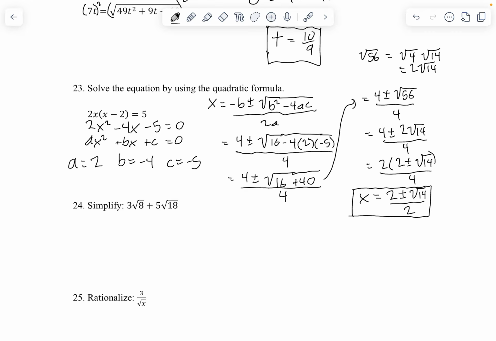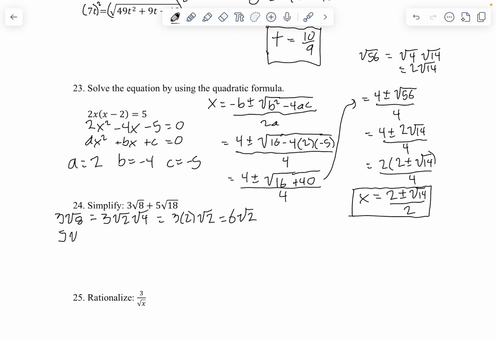Okay, 24, simplify. To simplify, I need to simplify the radicals first. So let's start with 3 times the square root of 8. I could write this as 3 times the square root of 2 times the square root of 4, right? Because 2 times 4 equals 8. Of course, the square root of 4 is 2, so this becomes 3 times 2 times the square root of 2, which becomes 6 times the square root of 2.